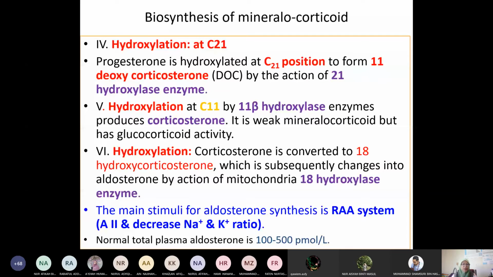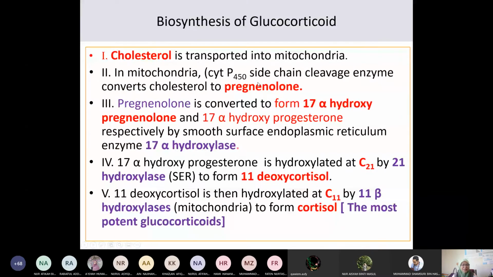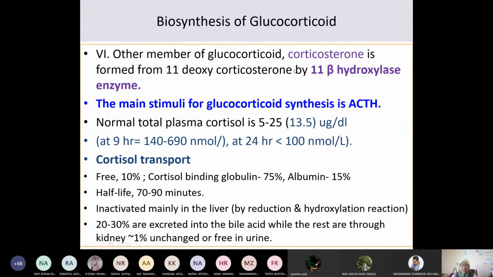So shall we go to the glucocorticoids? Glucocorticoids follow a similar pathway you have already seen. Cholesterol is the major compound. First of all, pregnenolone is formed, and later progesterone. Isn't it? Then 21 hydroxylase adds on it and releases 11-deoxycortisol. Then 11 beta hydroxylase catalyzes on it. Finally, the most potent glucocorticoid, cortisol, is synthesized. As I mentioned earlier, corticosterone is also formed from 11-deoxycorticosterone by 11 beta hydroxylase. The main stimulus, do not forget, is ACTH.